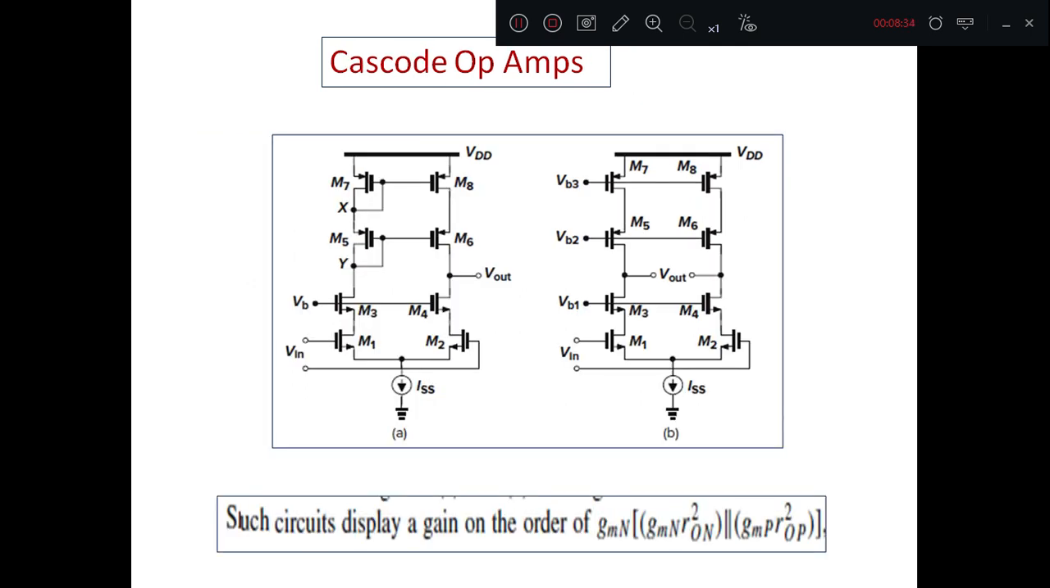Next is the cascode op-amp. Already we have studied the cascode stage. The cascade of the CS stage and CG stage is called the cascode topology. Already we have studied that. This is one cascode stage, or you can say this is one cascode operational amplifier. This is another cascode operational amplifier. In order to achieve the high gain, the differential cascode topologies can be used.